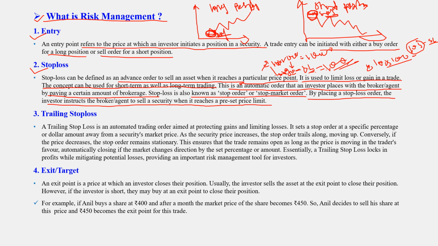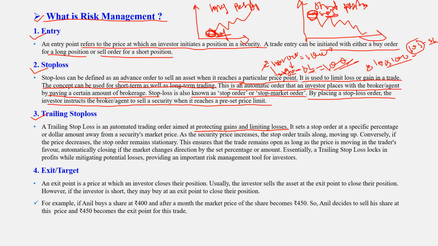Let's move ahead to the trailing stop loss. Trailing stop loss is an advanced version of a stop loss. It is an automated trading order aimed at protecting gains and limiting losses. This trailing stop loss is not only limiting the losses, it is also protecting the gains. I will explain through an example.